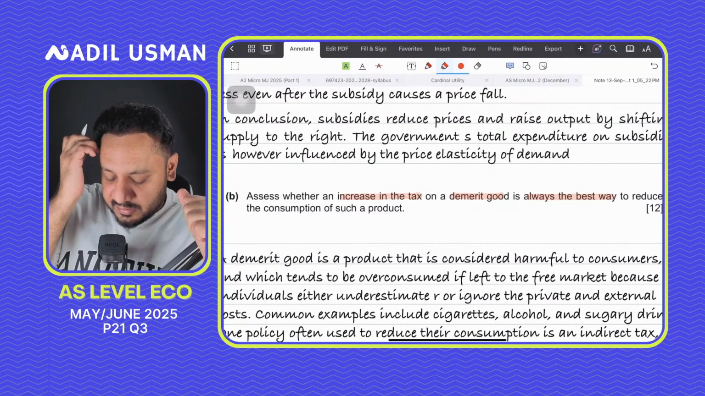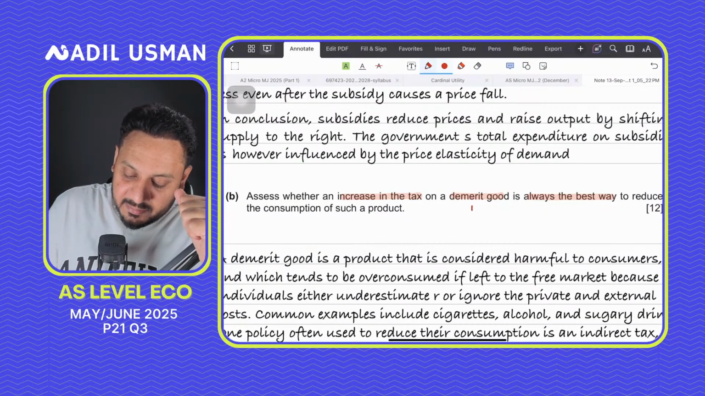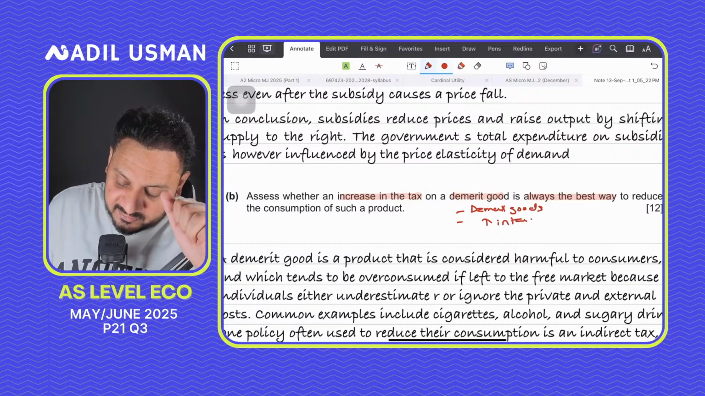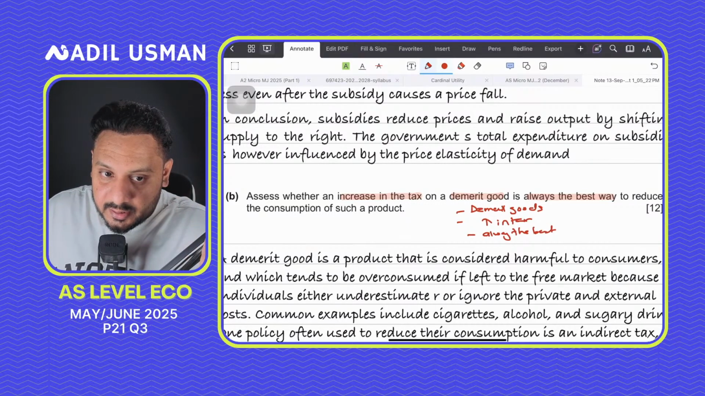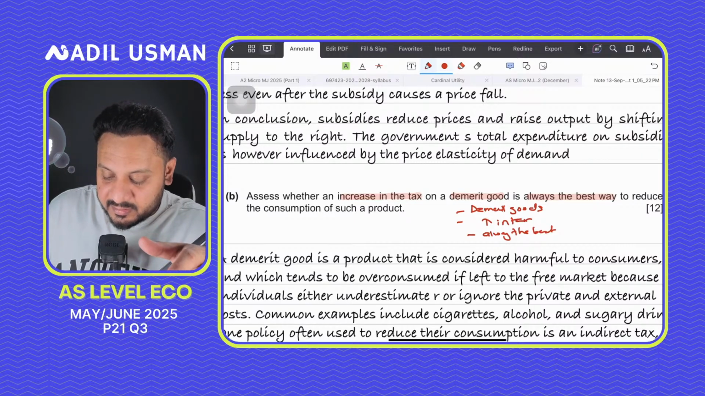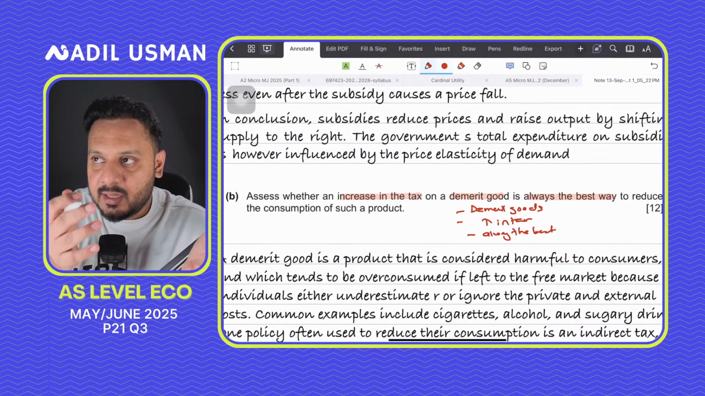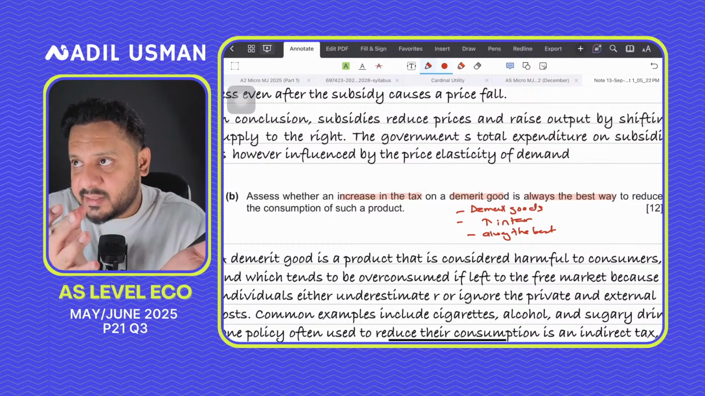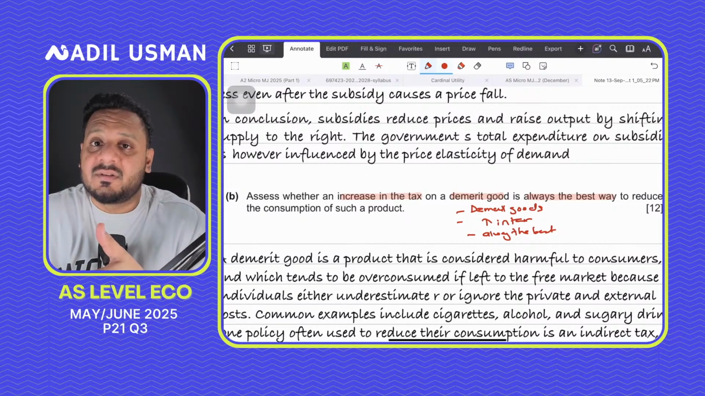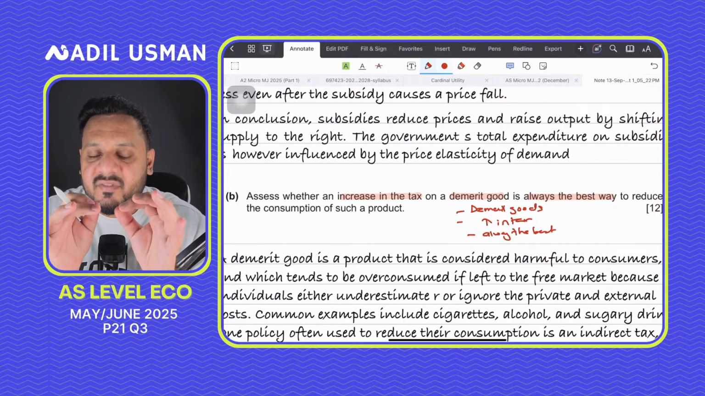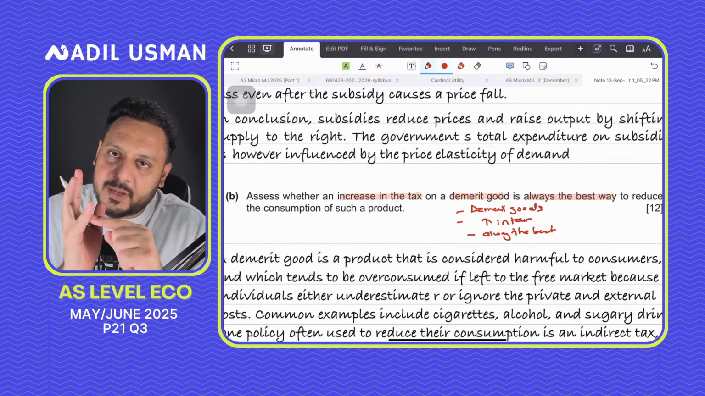So it's demerit goods. This is how I'll tackle this. I'll say demerit goods, increase in tax, always the best way or not, right? For a question like this, I need to define demerit goods. I need to talk about how a tax would have an impact, then talk about the disadvantages involved, and then maybe compare it with other policies. And comparison with other policies is a must, whether it's a micro question or a macro question.